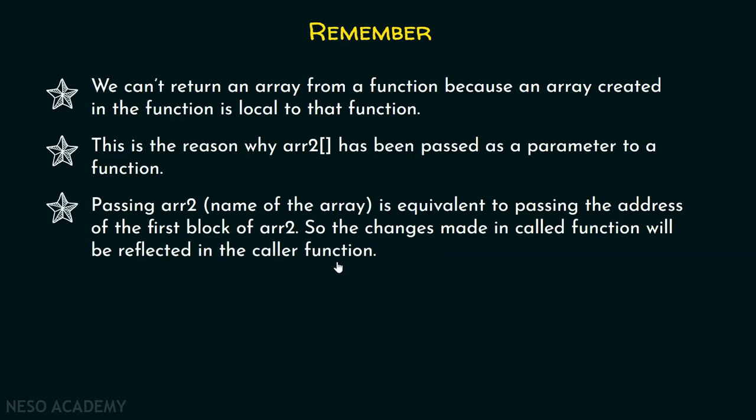That is why we have created ARR2 in the main function and we are passing it as a parameter to a function so that the changes will get reflected in the main function. We can't return an array from a function. That is why it is important to create ARR2 in our main function itself. We know that passing the name of the array is equivalent to passing the address of the first block of the array. So the changes will get reflected in the main function. And that is why ARR2 is created in the main function. Okay, so these are certain points you should remember.